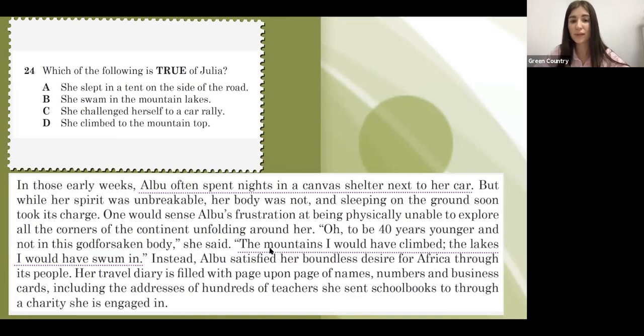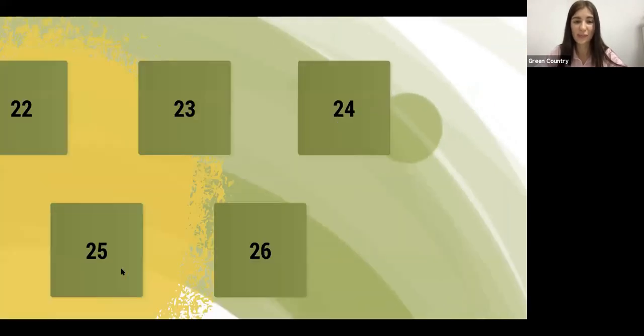Let's have a look at the second, mountain lakes. The lakes I would have swum in. This is a grammar structure that indicates something that didn't happen, like she regrets that she didn't do that when she was young, and so on and so forth. So this is already not true because it's about the past. It's not about this exact situation. C, car rally, we don't have any information about that. And D, climb to the mountain top, is the same situation as with mountain lakes. It's something that she regrets. So you're right, it's option A. Remember, some grammar structures can help you and mislead you at the same time. So here it's something that she regrets.